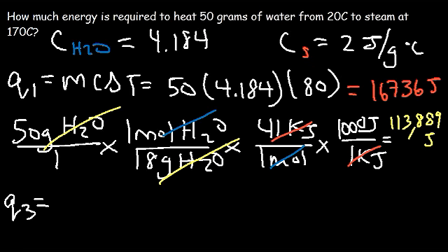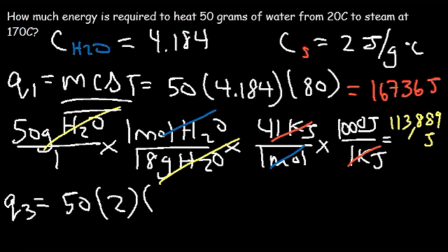So now we need to find Q3, which is the temperature change. It's the amount of energy that's required to heat up steam from 100 to 170. So we're going to use the equation Q = mcΔT again. So the mass is 50. The heat capacity for steam is about half of that for liquid water. It's about 2 joules per gram per Celsius. The temperature change, final minus initial, that's 170 minus 100. So that's 70. 50 times 70 is 3,500, times 2. So that's about 7,000 joules.